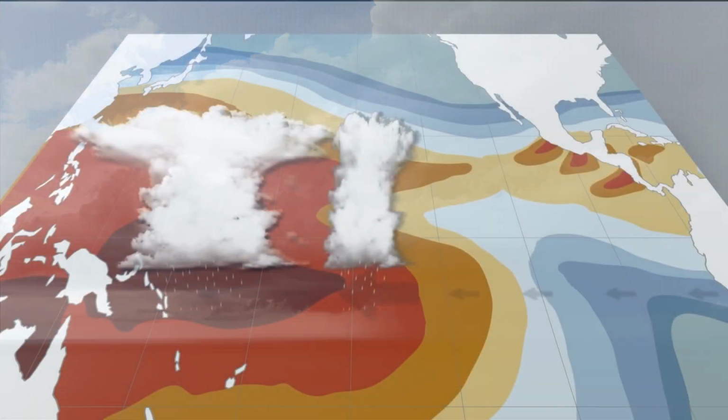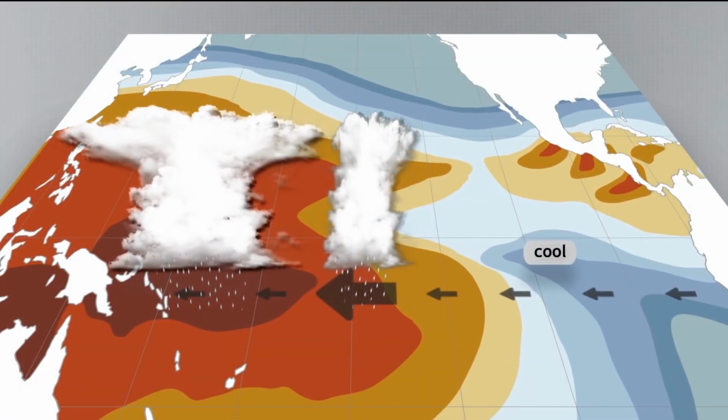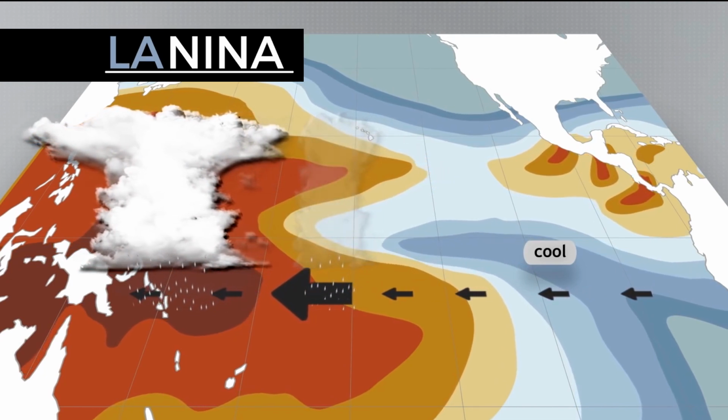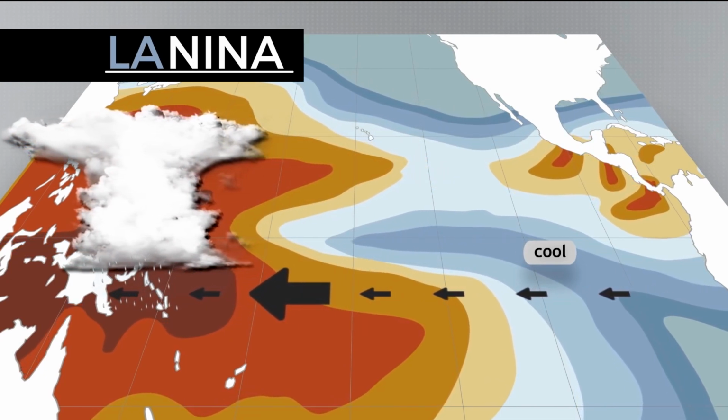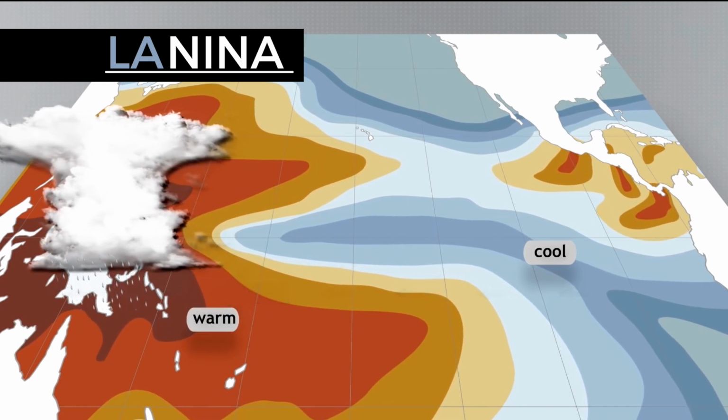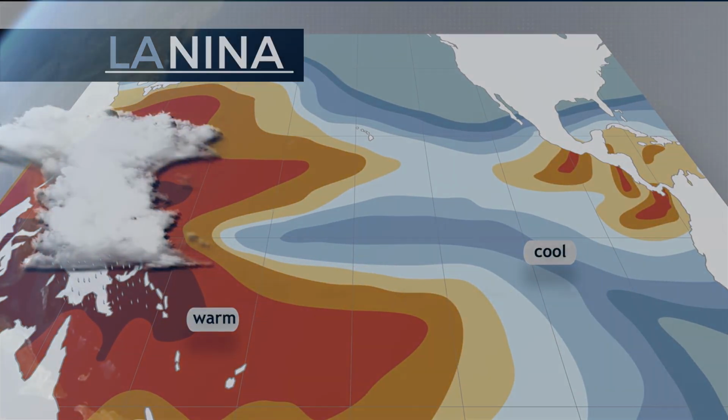At times, the ocean water in that same area turns much colder. When it does, it's called a La Niña, and that also changes the flow of weather around the Earth. Colder water promotes higher pressure in the air overhead.